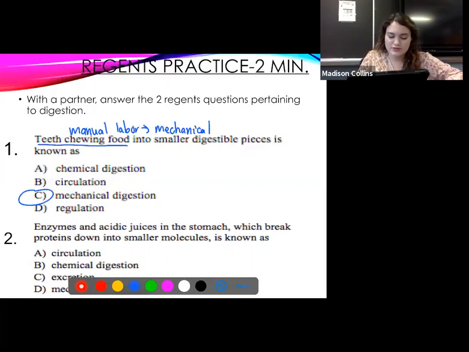Now, number 2, we see the word enzymes, which we know is usually talking about chemical reactions.